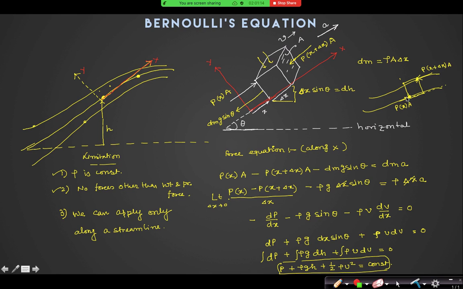You have drawn a cuboid. I have said that this fluid particle strictly lies on one streamline. If this fluid particle has a particular height, the pressure at this point is P of x plus delta x, no problem. At this point, P of x plus delta x into A is the force I have taken. But if this height is more, and these two points are lying on two different streamlines, can you tell that this pressure is also P of x plus delta x into A?